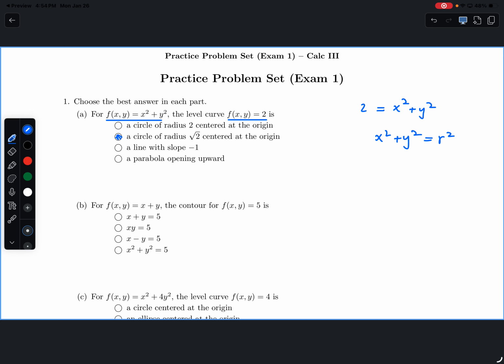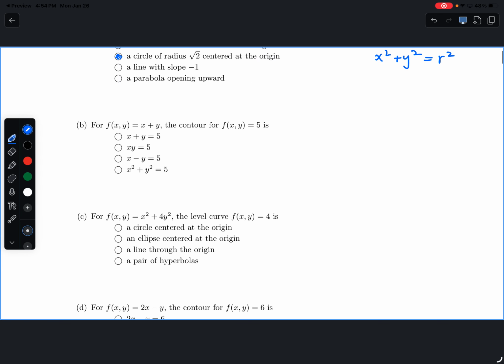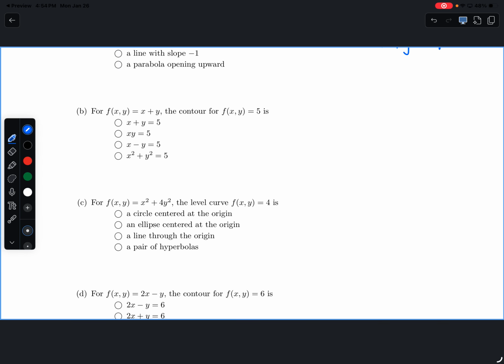And then I think question B is really simple. I don't need to waste time on this one. How about C? Is it a circle centered at the origin or an ellipse centered at the origin? Obviously it is not a line, so I'm just striking out this option. So a pair of hyperbolas, a circle or an ellipse?